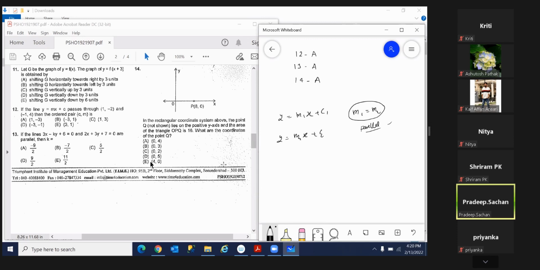So if somebody is saying that 3x minus ky plus 6 is equal to 0, we will rearrange. We will say ky will be equal to 3x plus 6. So y will become 3 by k x plus 6. So the slope will become 3 by k here. And there it will become 3y is equal to minus 2x plus 7. So y will become minus 2 by 3 x plus 7 by 3. So the slope will become minus 2 by 3. So we will say 3 by k should be equal to minus 2 by 3. So k will become minus 9 by 2. Minus 9 by 2 will become my answer.